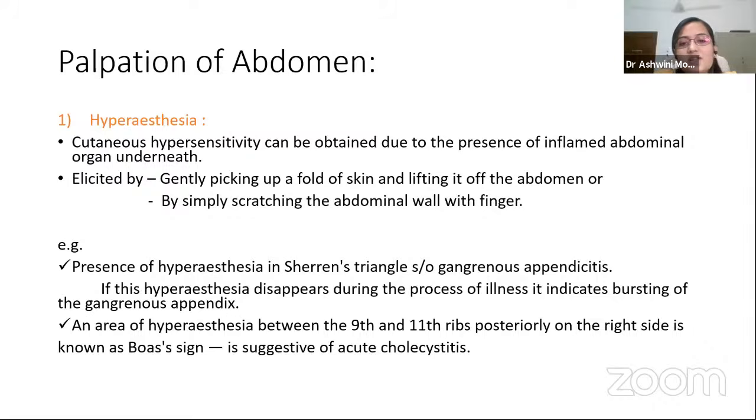Presence of hyperesthesia in Sherren's triangle is suggestive of gangrenous appendicitis. And if this hyperesthesia goes off, then it might be a bursting of the gangrenous appendix. An area of hyperesthesia between the 9th to 11th ribs posteriorly on the right side is called Boas sign. It is suggestive of acute cholecystitis.